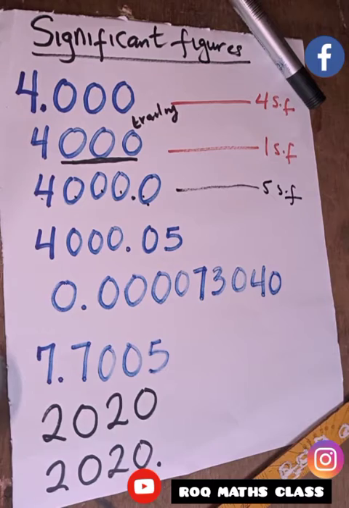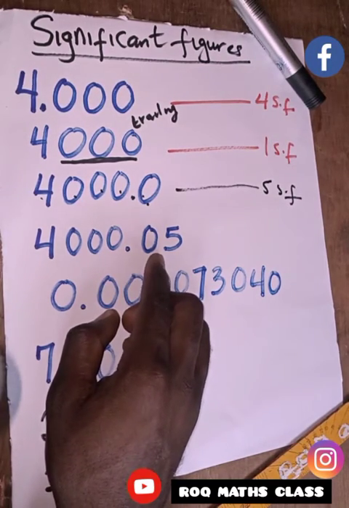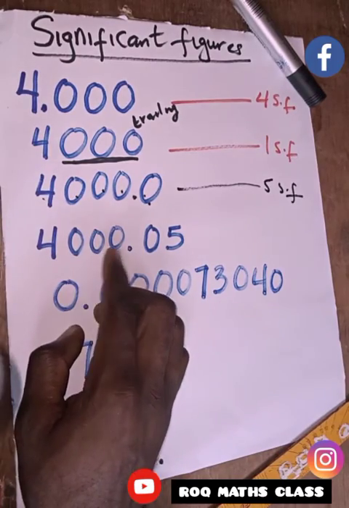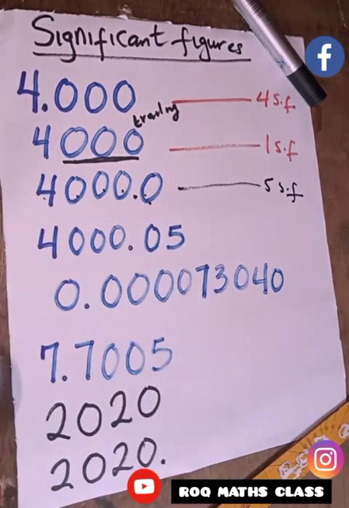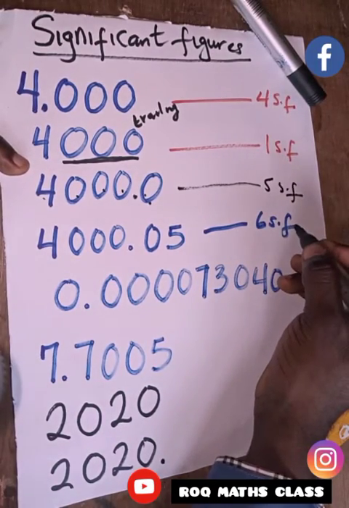We move to the next one. We have 4,000.05. How many significant figures is this? 1, 2, 3, 4, 5, 6. We have 6 significant figures.